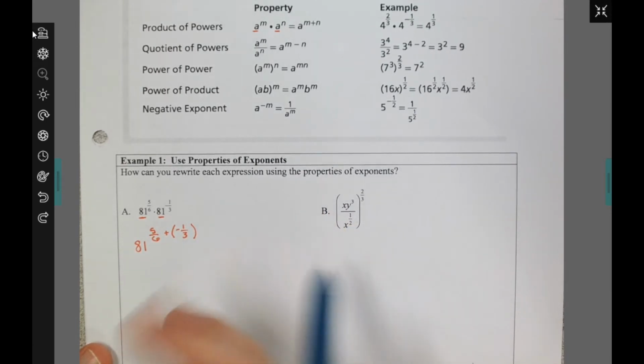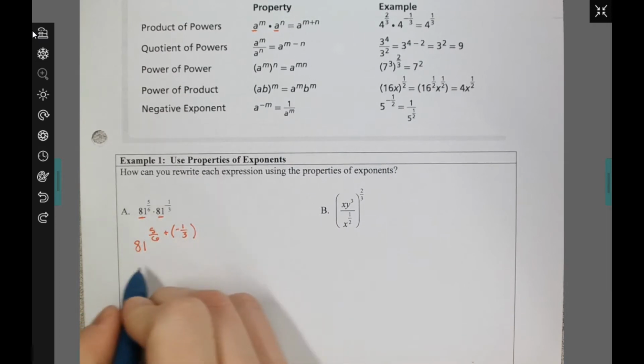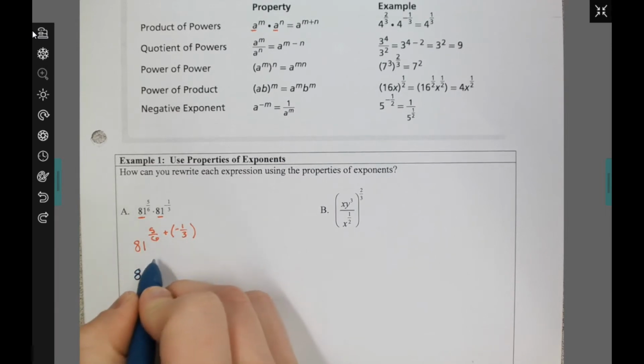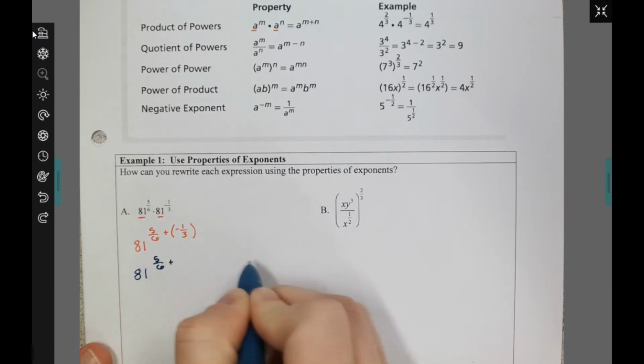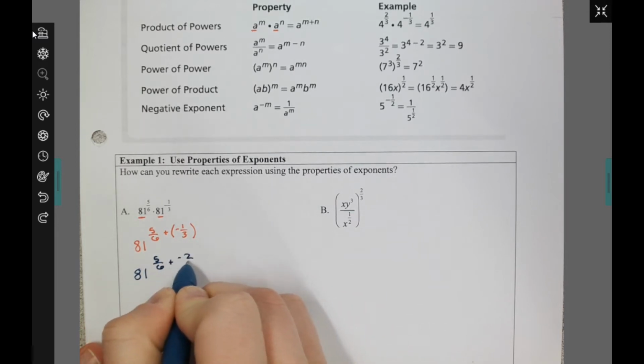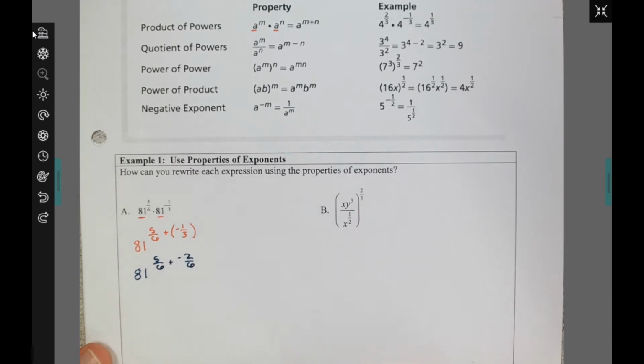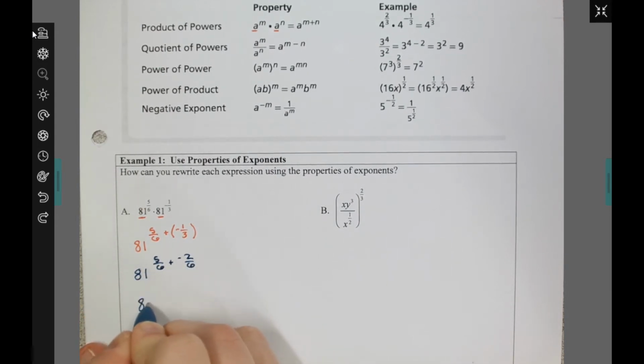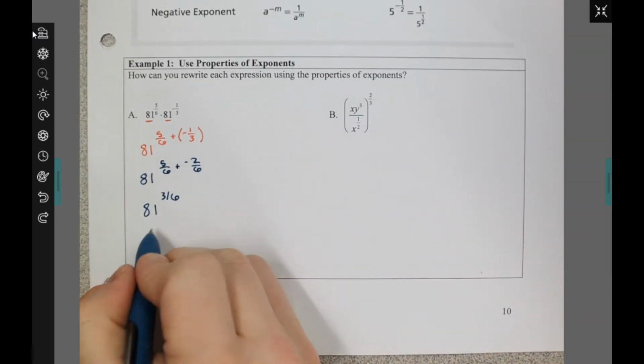And then from there, it's all about your skills with fractions. When we add fractions, you need to have common denominators. So my common denominator is going to be 6, which gives me 5/6 plus negative 2/6. You go ahead and do the addition. 5/6 and negative 2/6 give me 3/6, which is the same as a half.